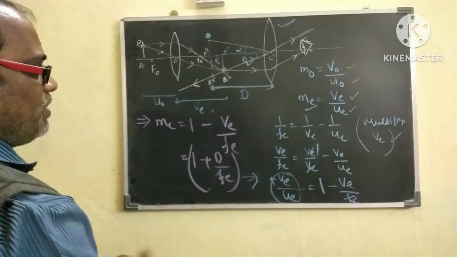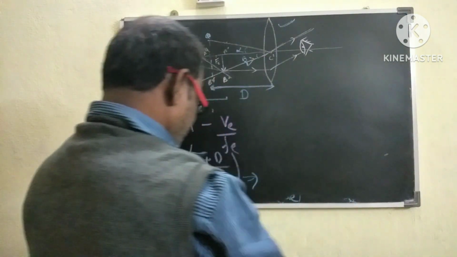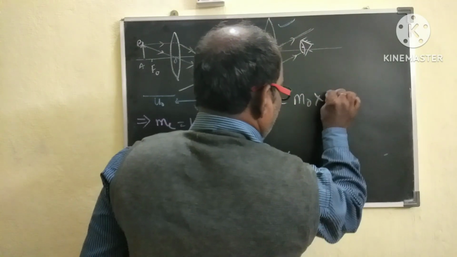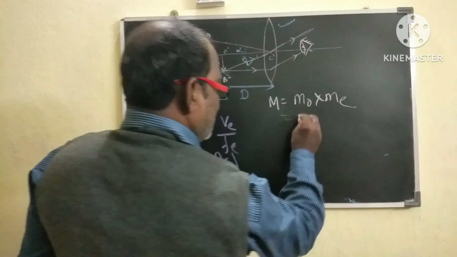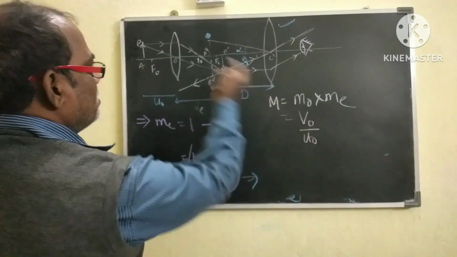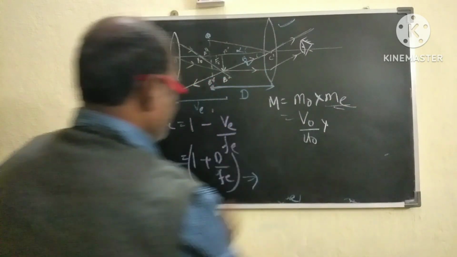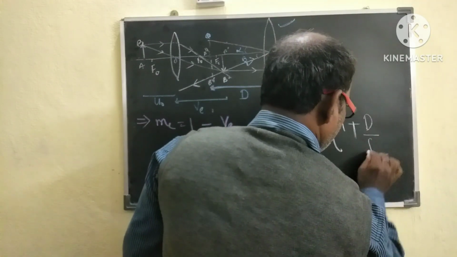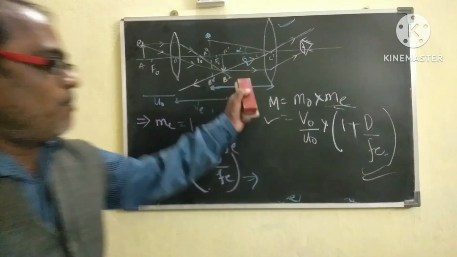So finally what we get is the magnifying power, which we have just read, M is equal to M naught into ME. Earlier we got this, and now M naught can be written as this, from the magnification of the object lens. So this formula is very important for the magnifying power of a compound microscope.